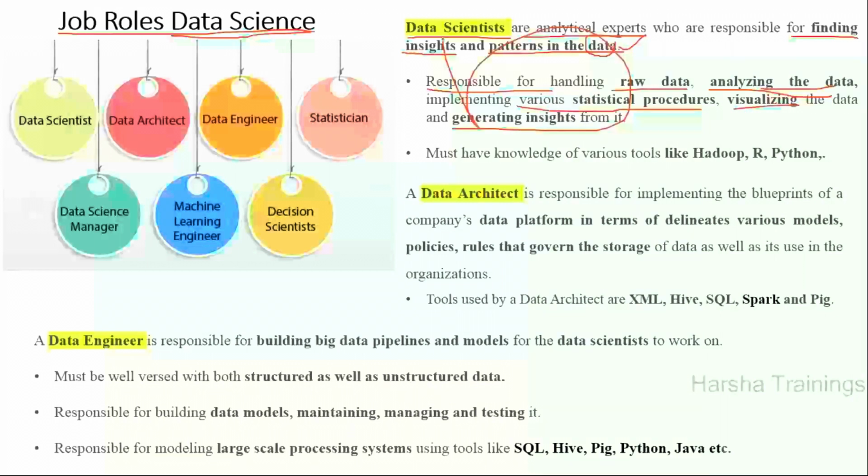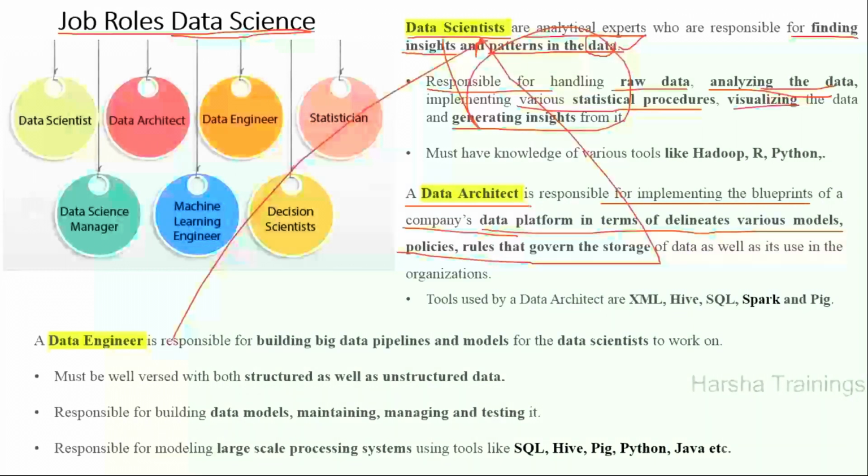Clear? Yes, yes. Another role is data architect, who is responsible for implementing the blueprints of the company. He is going to prepare data platforms in terms of data, and delineate various models, policies, and rules for how we are going to do these data science and data engineering applications. He should be knowledgeable in XML, Hive, SQL, Spark, and Pig. These are big data technologies.